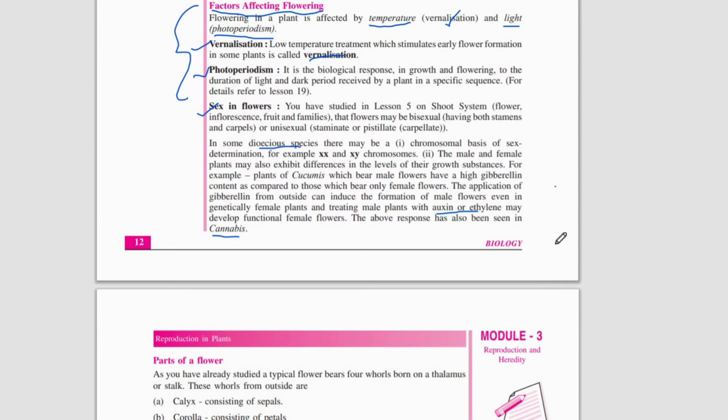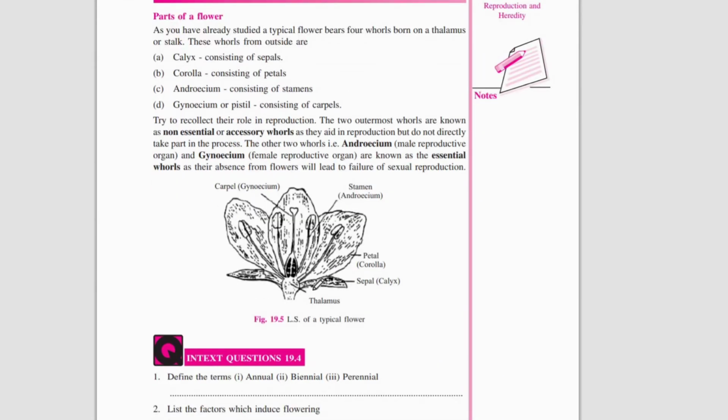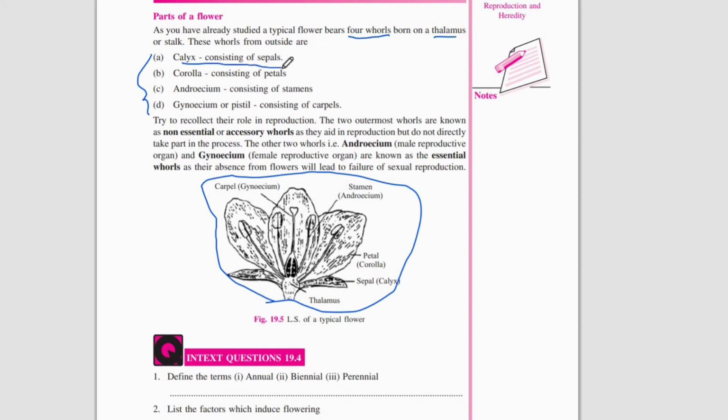Okay, the next topic is parts of a flower. This is the cross section of a typical flower. The layers of a flower are called whorls, and a typical flower consists of 4 whorls, formed on a cup-like structure called the thalamus or stalk. The 4 whorls are calyx, corolla, androecium, and gynoecium. Calyx is the greenish layer which consists of the sepals. The colorful, most attractive part of a flower is called the corolla, and the individual units of a corolla are called petals.